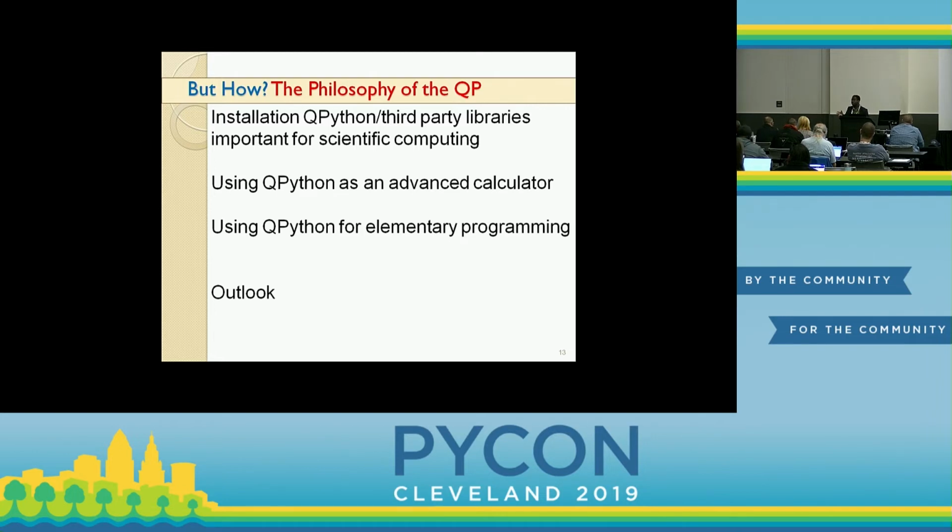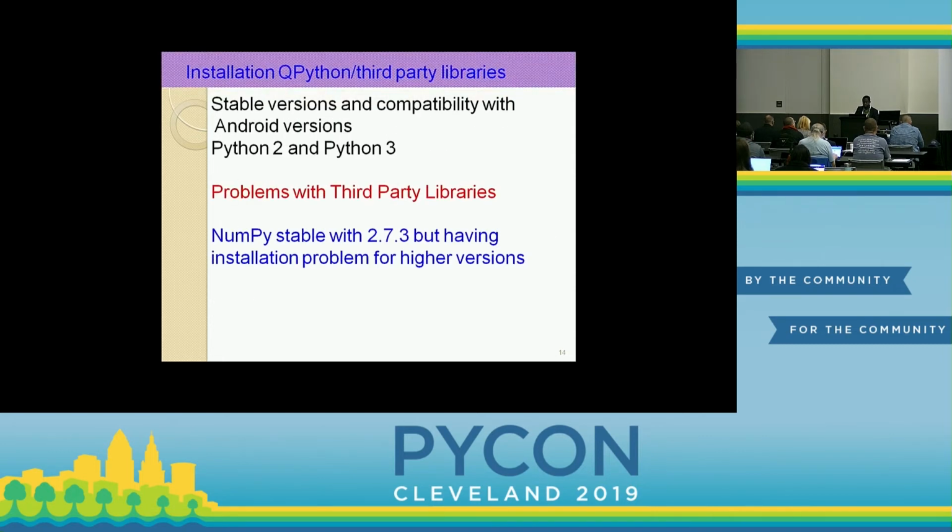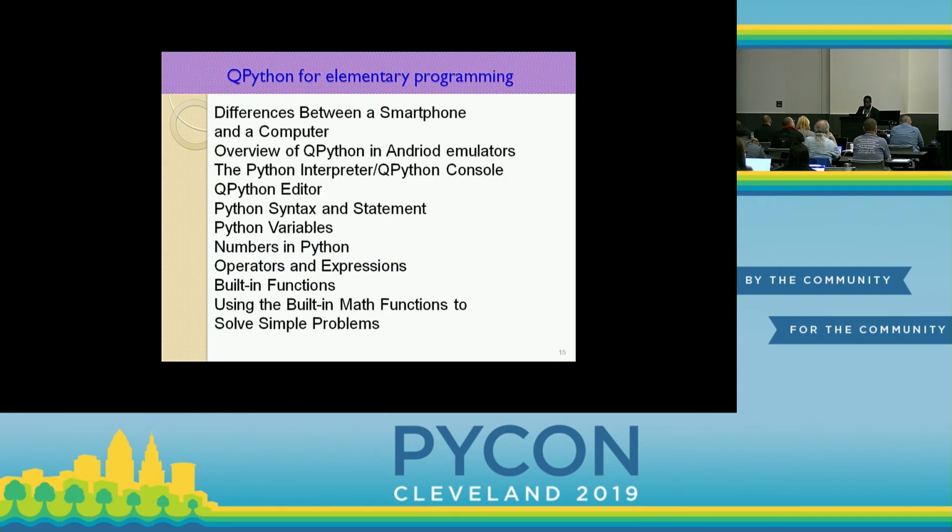But we are now telling them that, look, your calculator is almost the same size as your smartphone, and you can actually use your smartphone as an advanced calculator. It can do much more than that. Then, basically, where we come in is this QPython, using it for elementary programming. First, we were able to let our students know the difference between Python 2 and Python 3. Then we talked about the problem with third-party libraries and, of course, the Numpy issue I mentioned.